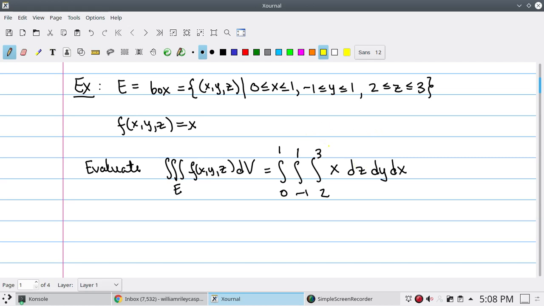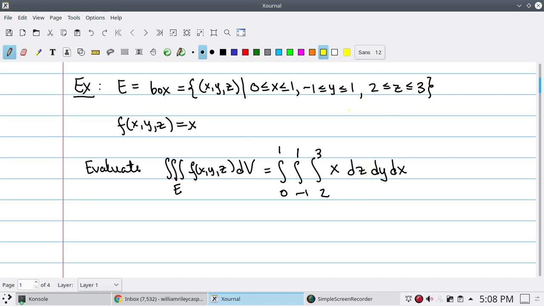And we can check here. If I'm going to perform this iterated integral, I'm going to integrate this innermost thing first, which is integrating with respect to z from 2 to 3. And if I look in my box here, my bounds on my z value are from 2 to 3, so that matches up.